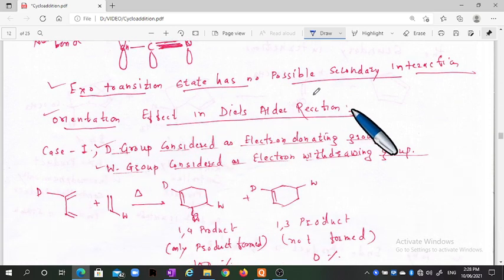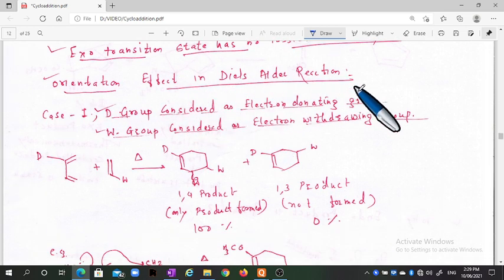Okay, orientation effect in Diels-Alder reaction. This is all about why the endo product is obtained. Now, the orientation effect in the Diels-Alder reaction.